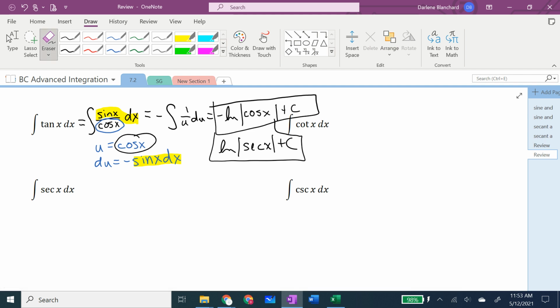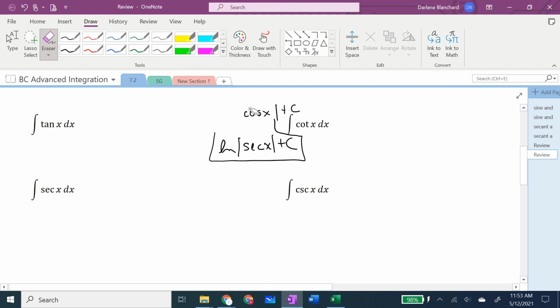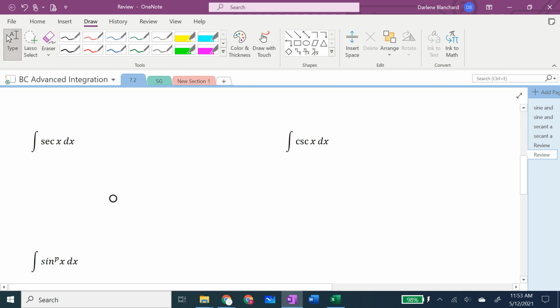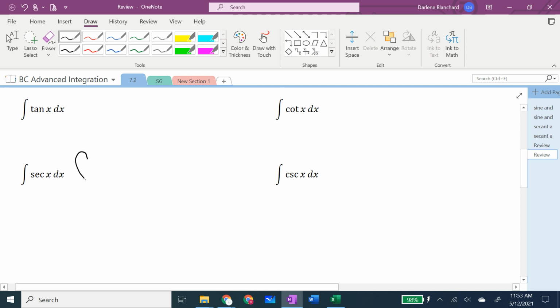I'm going to erase some of this to get it out of the way. So what you have to do is, you've got this lovely integral sitting there going, hi, I'm secant. I don't have anything else here. And then all of a sudden, bring in a whole bunch of stuff. As long as I multiply and divide by exactly the same thing, I'm not changing the function.